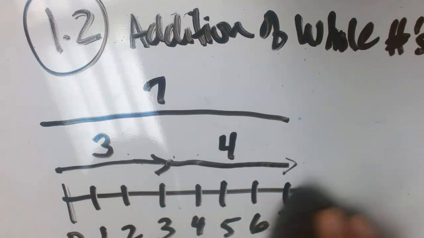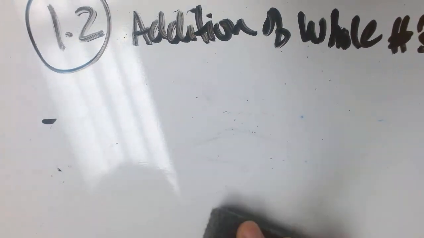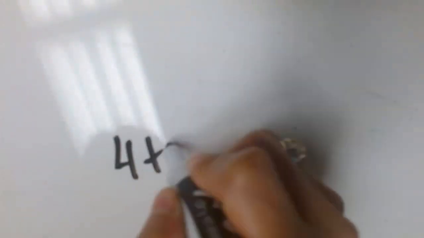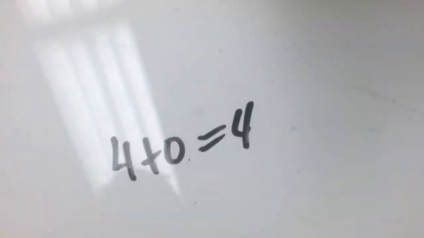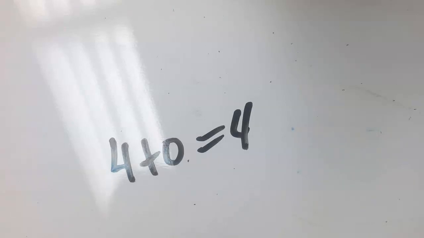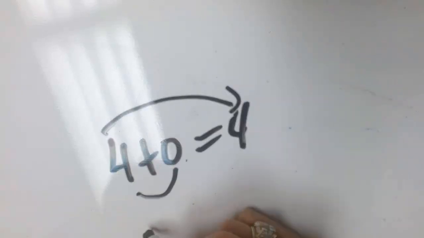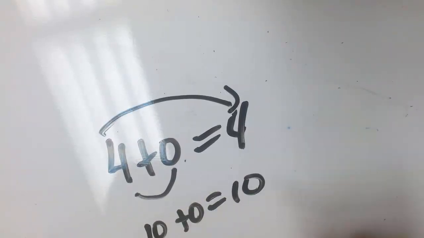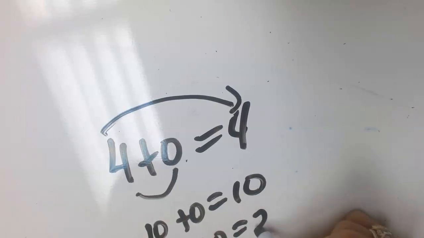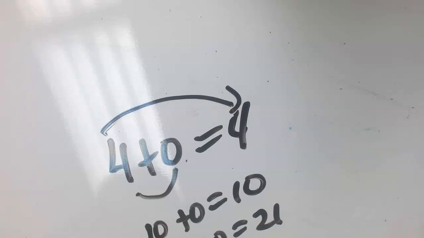Okay, so we also have what we call the addition property of 0, and I'm going to explain what that is. The addition property of 0 basically states that 0 added to a number does not change the number. So that could be 10 plus 0, it's still not going to change the number. It could be 21 plus 0, it's still not going to change that number. That is called the addition property of 0.